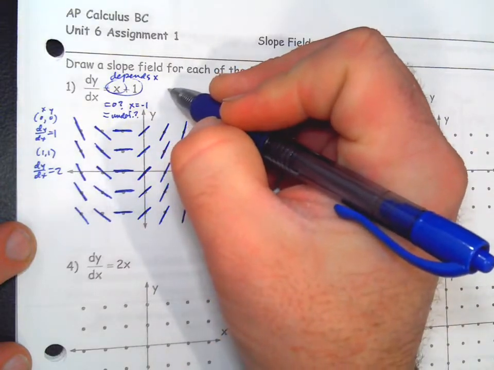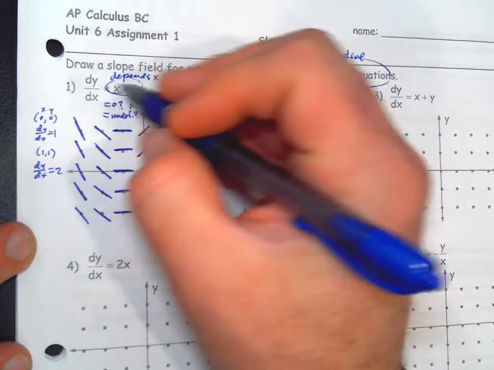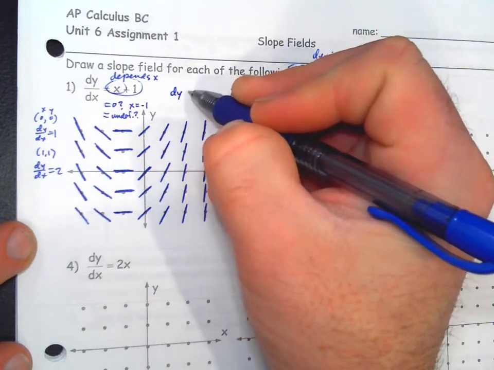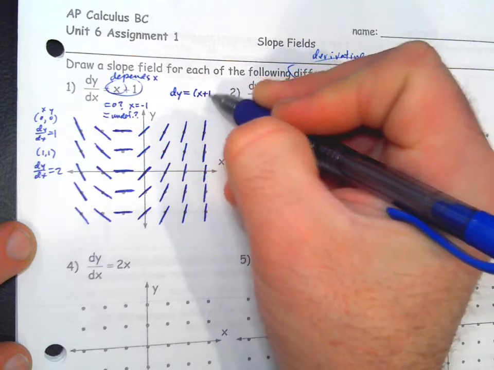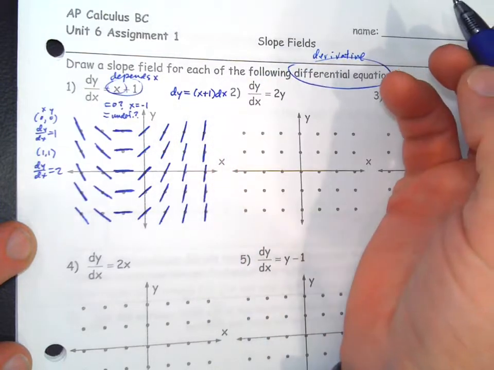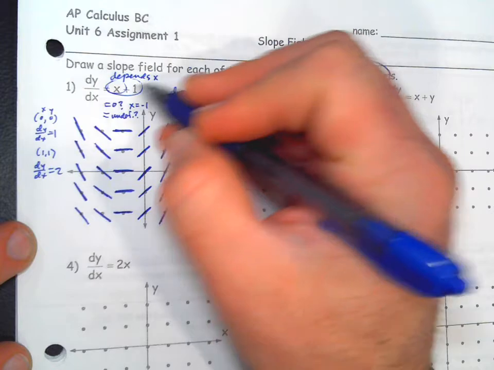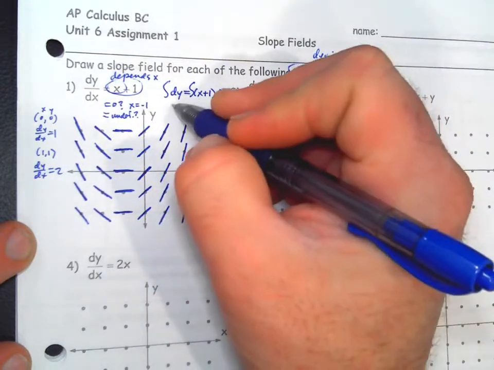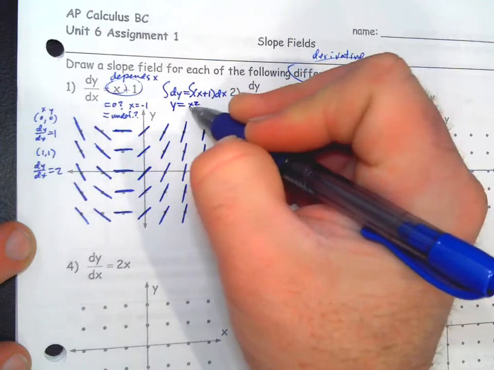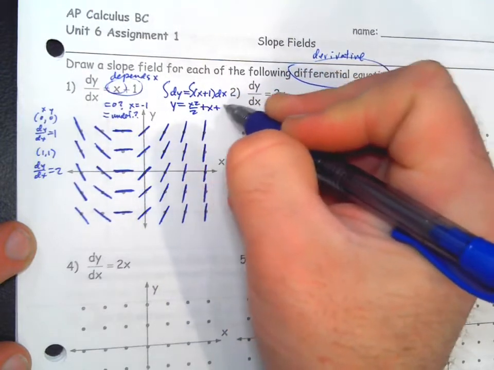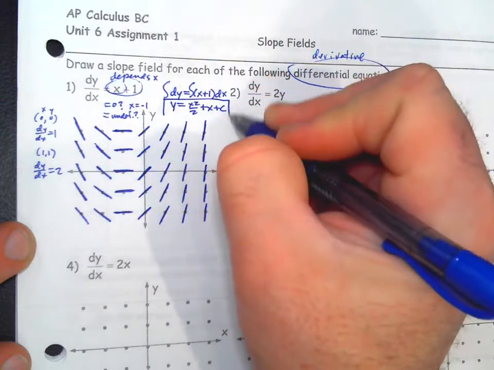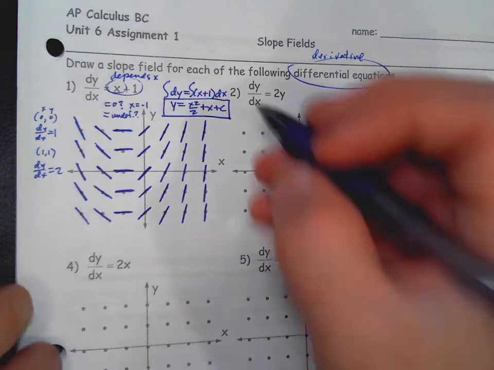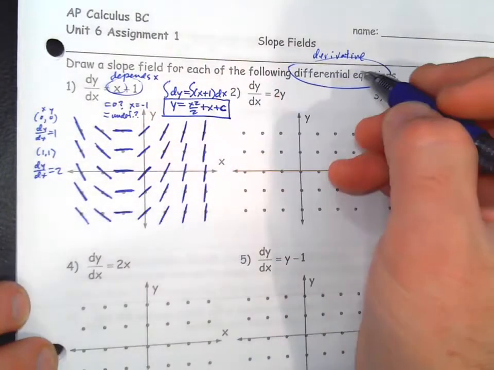So solving the differential equation involves separating the variables. This one's pretty easy because the x is already on the other side. To undo the derivative, you usually want to separate the variables, right? Get the x's with the dx, the y's with the dy. Integrate both sides. This one's going to be y equals x squared over 2 plus x plus c. So this is what they call the general solution. If we had an initial condition, then we could plug in to get the c value.